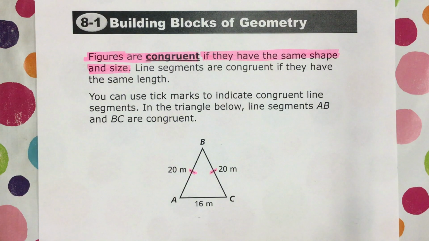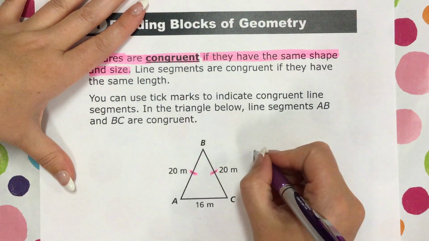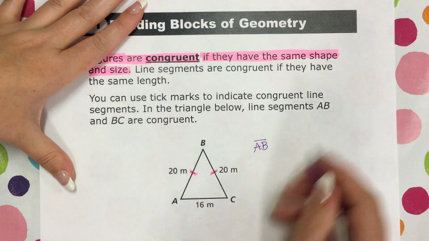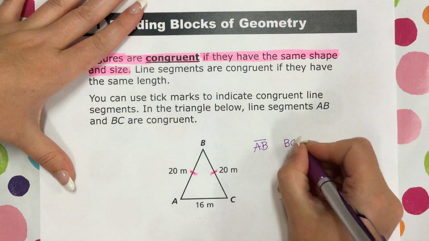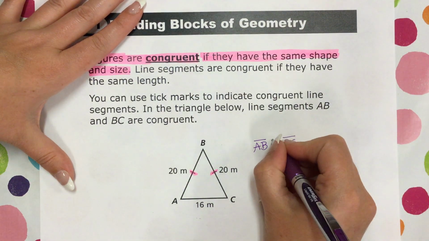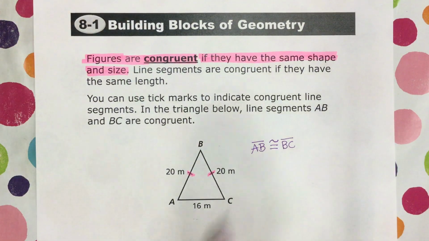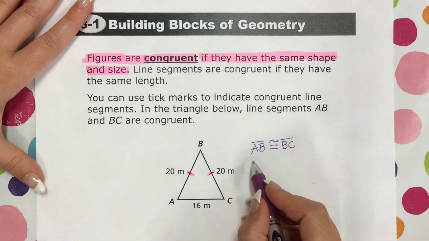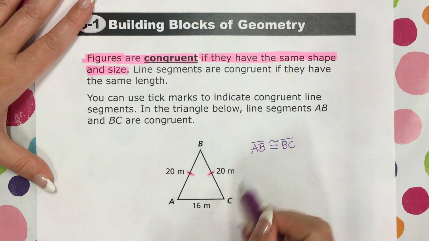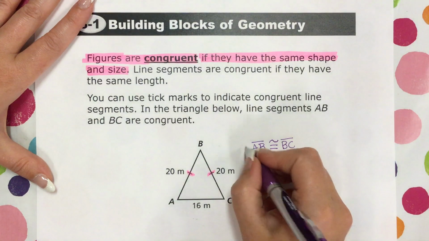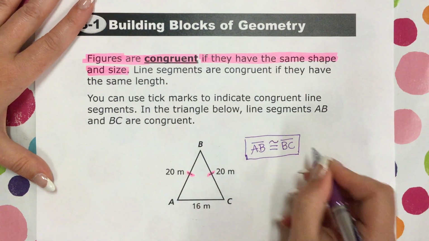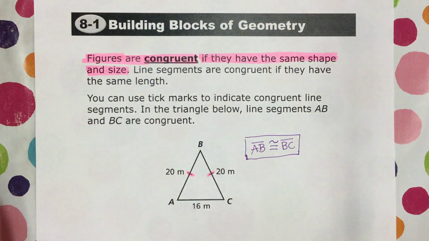Okay, I'm going to write line segment AB, and I have to put my little line segment symbol on top of it. And then line segment BC, like this. And then you use this little wavy symbol like that, and that shows that they are congruent. That's how you show that line segment AB is congruent to line segment BC. Just like that, congruence. It's a beautiful thing.